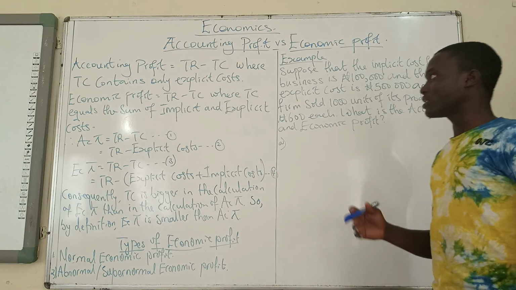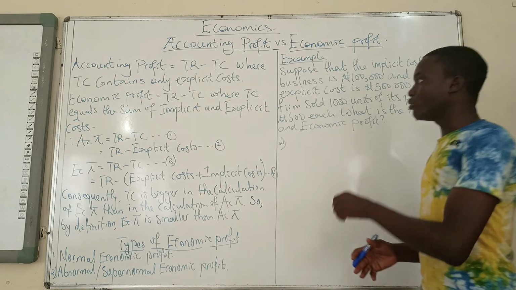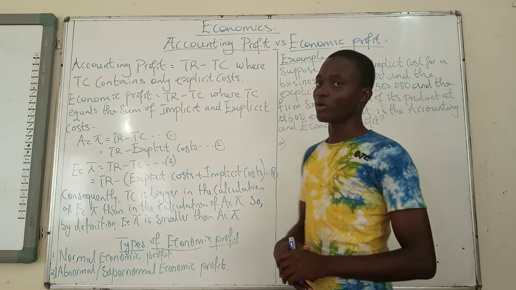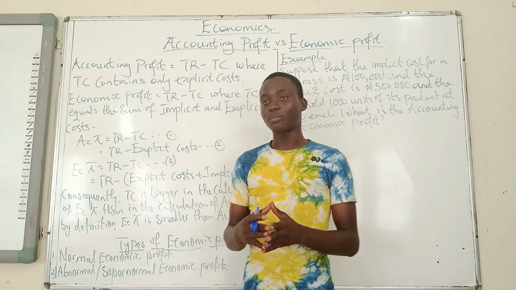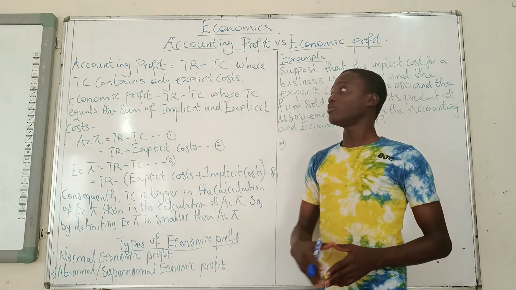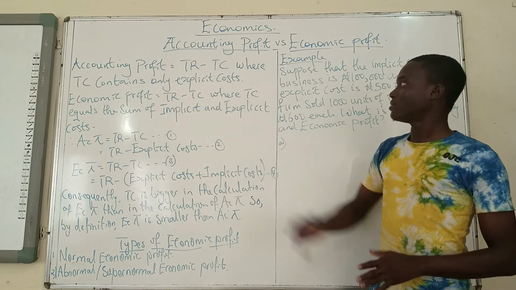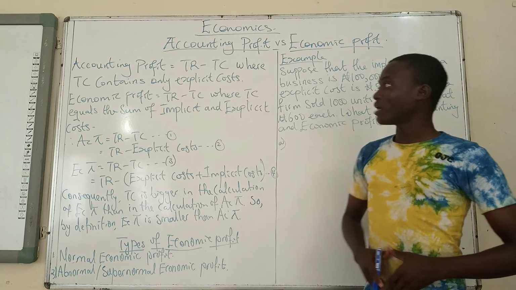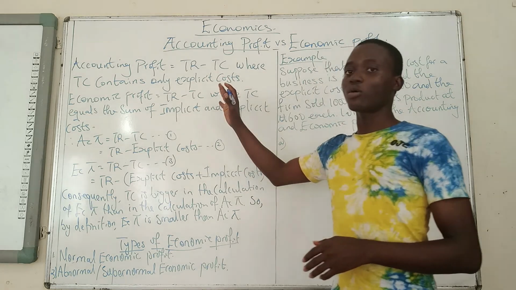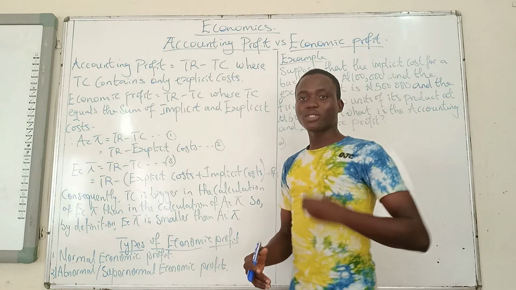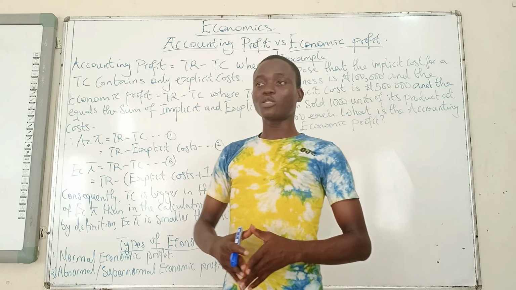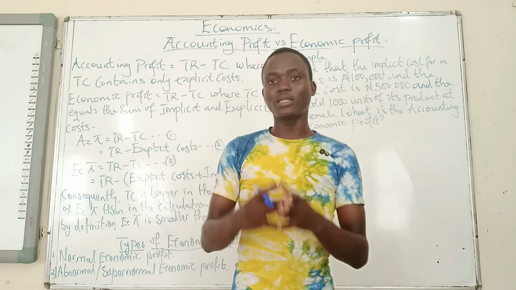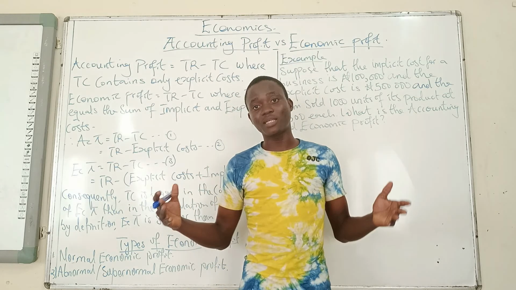Accounting profit is simply total revenue minus total cost, where total cost contains only the explicit cost. TR is total revenue, TC is total cost, and TC for an accountant in calculating accounting profit is only explicit cost. So what are explicit costs? Explicit costs are the costs incurred in getting something. So that's just the explicit cost.